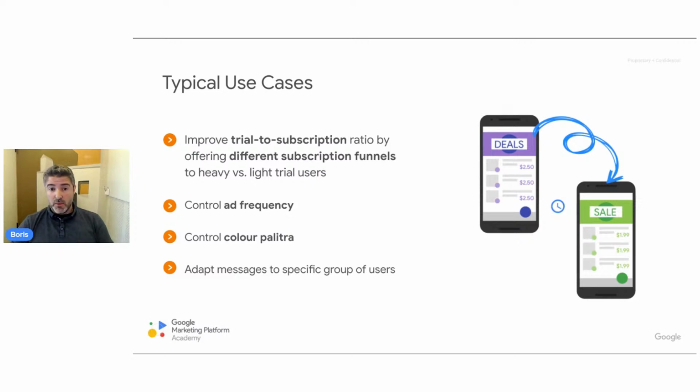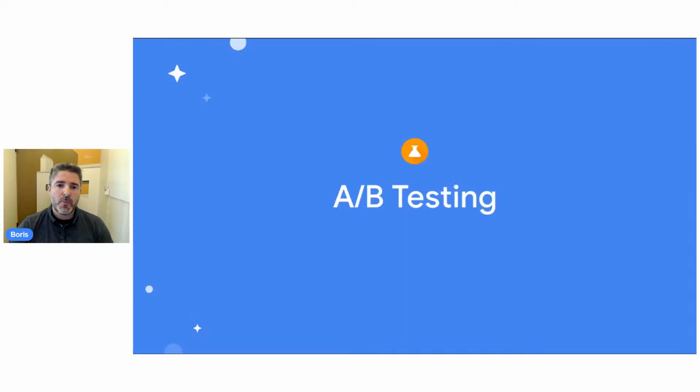It allows us to control the color palette, which can be relevant for designers, or localize messages to a specific geography or group of users, like hello versus hola. It can be controlled after defining the remote config within the app and defining the configuration on the Firebase backend. We get the ability to control app UX and UI remotely.